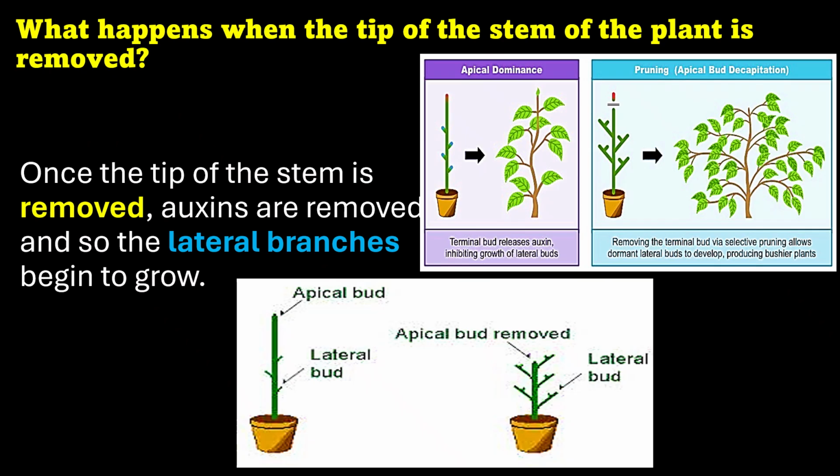So this is the answer. Once the tip of the stem is removed, auxins are removed because auxins are produced by the tip of the stem. So once you cut the tip of the stem, auxins are also automatically removed. And so what happens? Lateral branches begin to grow. There will be a lot of branches, a lot of leaves, and the plant will grow shorter because there is no tip.